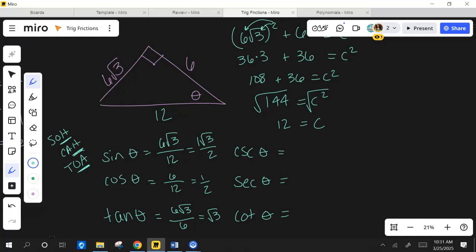All right, we're going to flip them. But wait, that's exactly right. And I'm glad you said that, Malaya, because that's what we're going to have to do. So if I flip sine, all right, so cosecant and sine are the flips of each other. So if I flip it, you're right, I get 2 over square root of 3, but I've got a problem with that because I can't have a radical in the bottom. How do I get rid of it? Square root of 3, square root of 3. So I get 2 root 3 over 3.